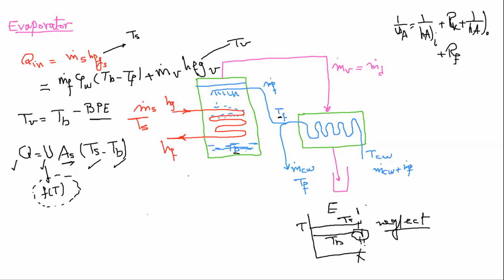So you can estimate what area is needed for the evaporator, and this is what we call a sort of thermal design of the unit. The second unit that we are going to consider is the condenser.